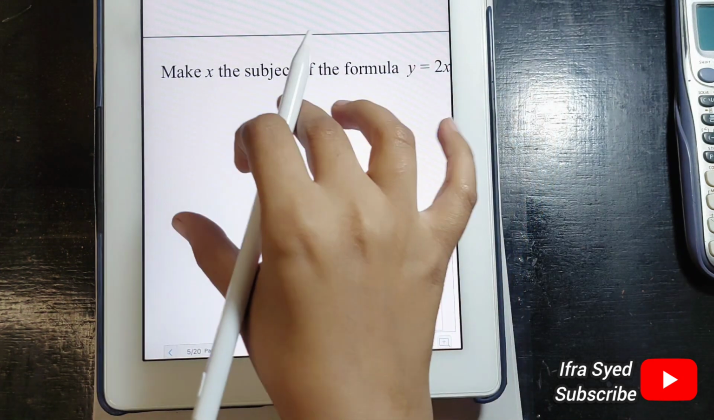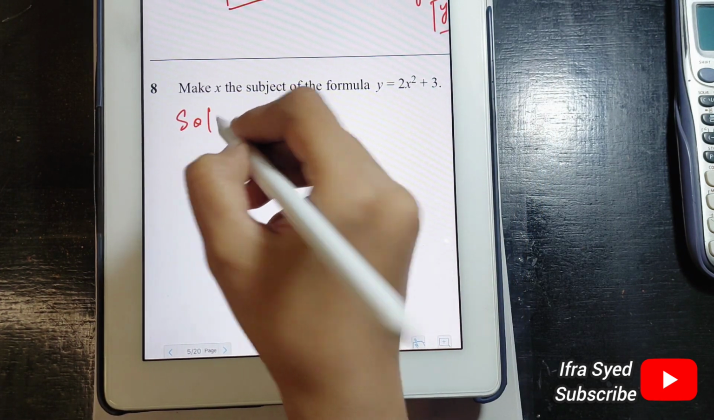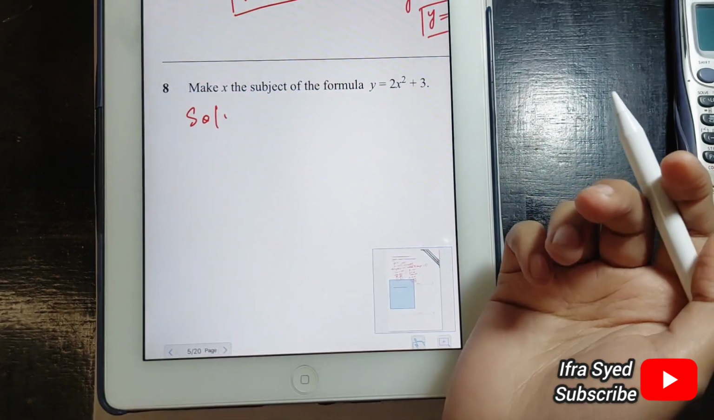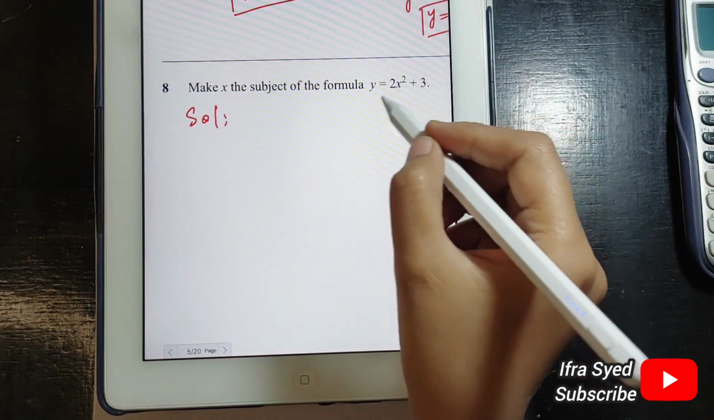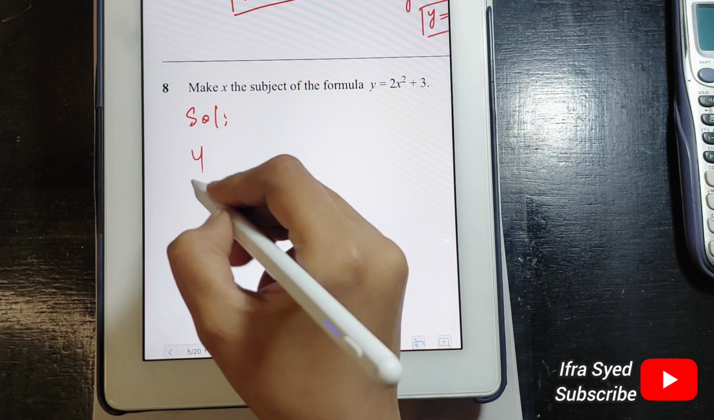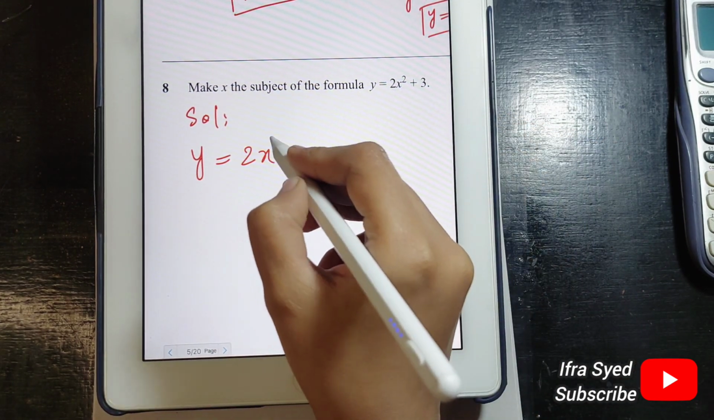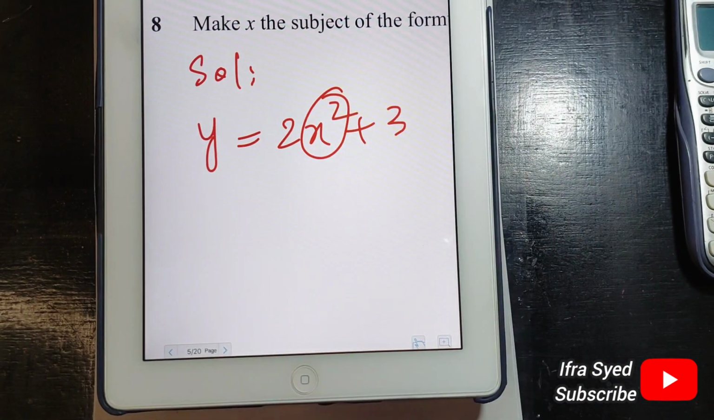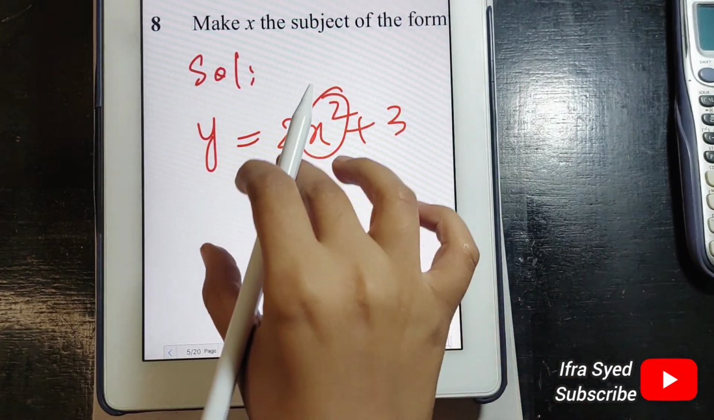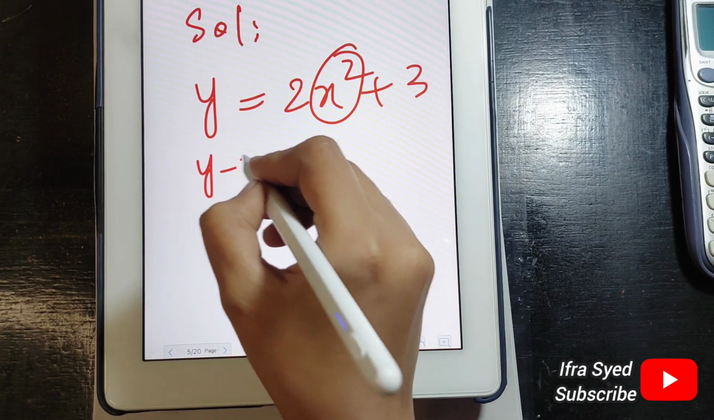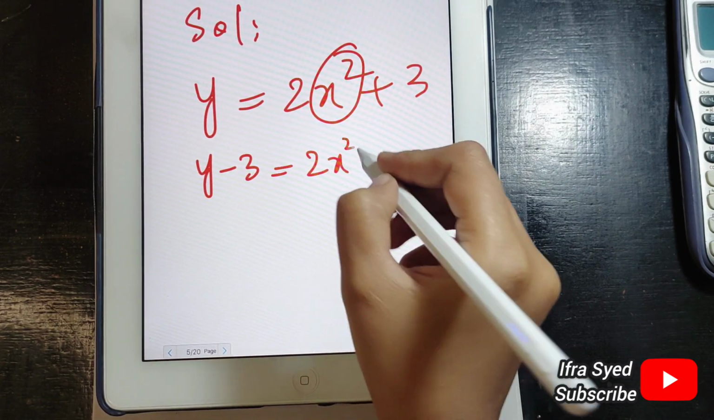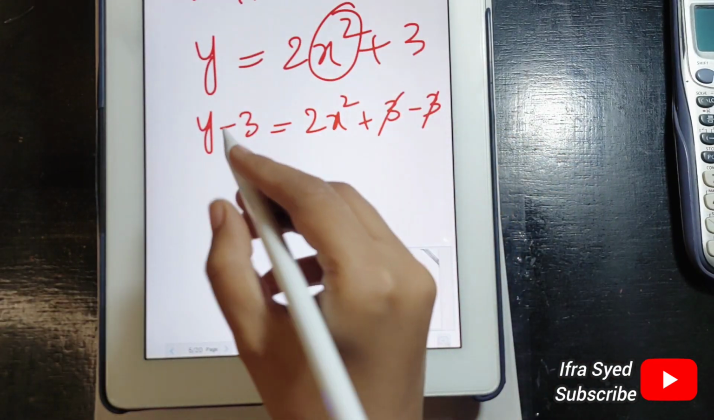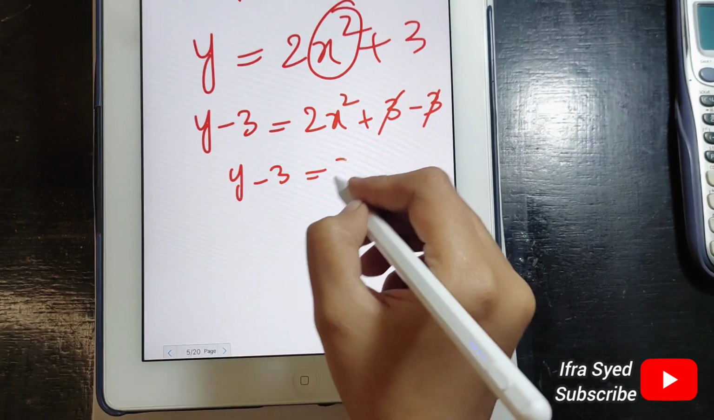So we can also say it as the formula. The given formula is y equals 2x square plus 3. So we need to find out the value of x. First of all, we subtract 3 on both sides of the equation. So y minus 3 equals 2x square plus 3 minus 3. These two will be cancelled out. Now we have y minus 3 equals 2x square.